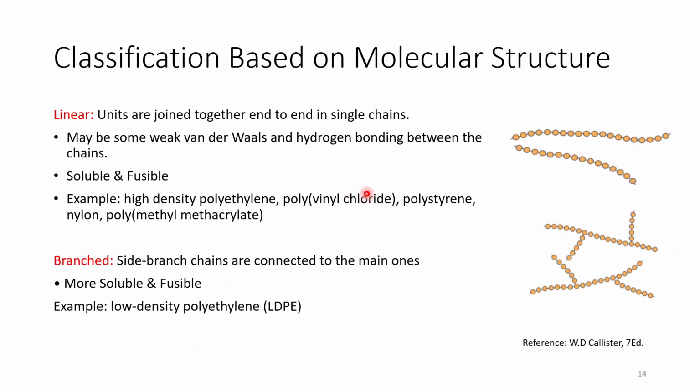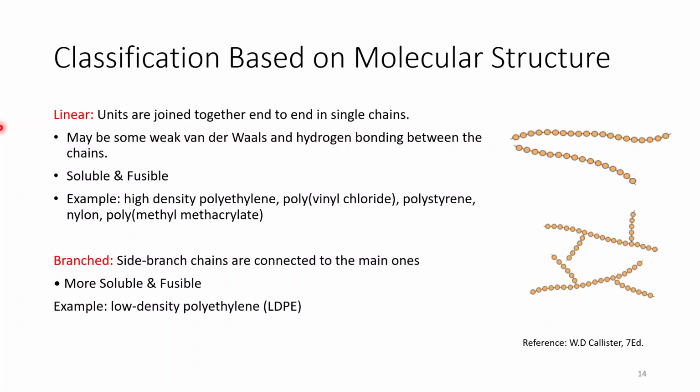Next up, you have classification based on molecular structure. First is linear. In this case, units are joined together end to end in single chains, and there may be some weak van der Waals forces or hydrogen bonding between the chains. These are soluble and fusible, and examples include high density polyethylene, polyvinyl chloride, polystyrene, nylon and PMMA.